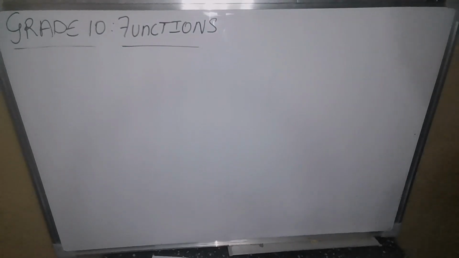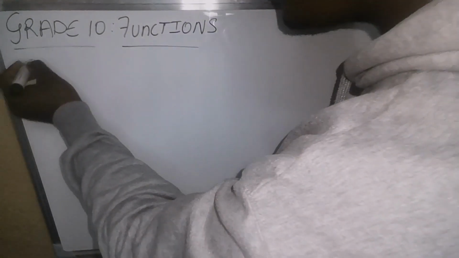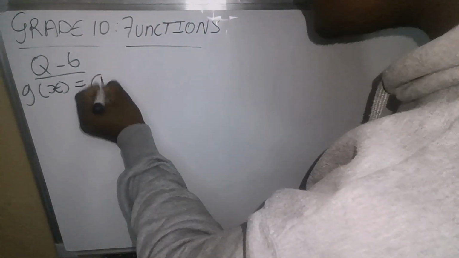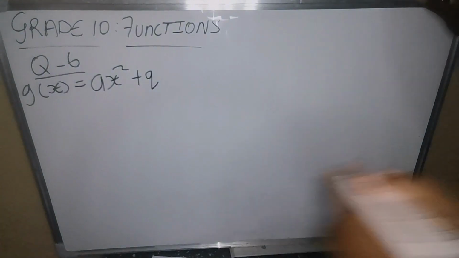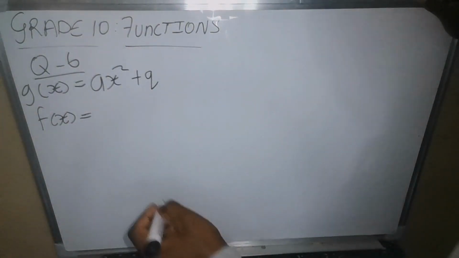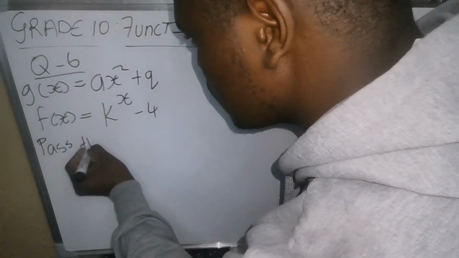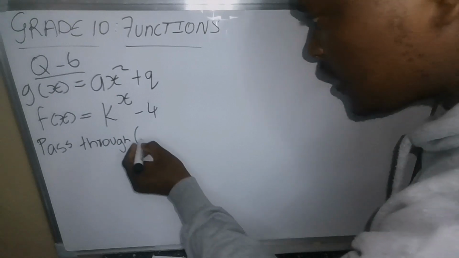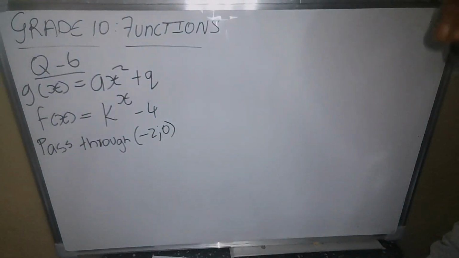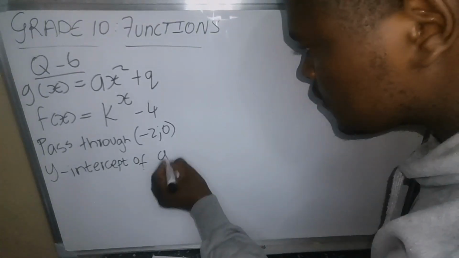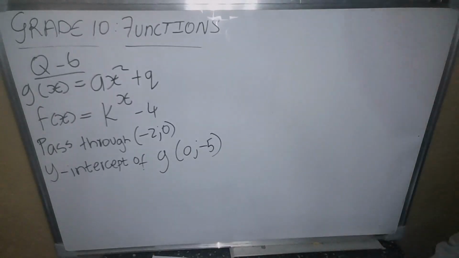So guys, question 6. The graph g is defined as g(x) = ax² + q, and f(x) is defined as k^x − 4. Both of these graphs pass through the coordinates (−2; 0) on the x-axis, and the y-intercept of g is (0; −5). I hope you're clear on that one.